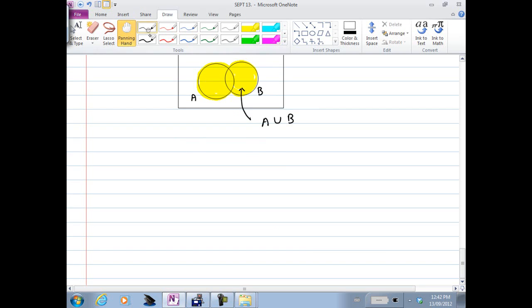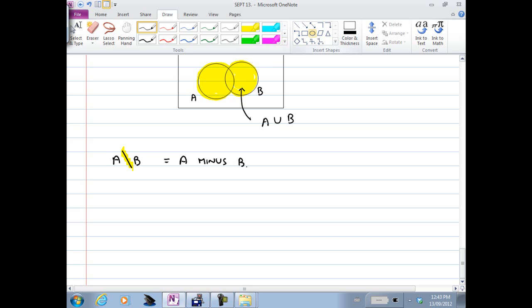Now there's another symbol, A slash B. Okay, here's your new symbol. This means A minus B. Okay, I'll explain to you what this means.